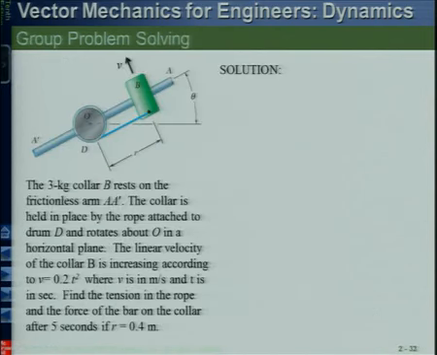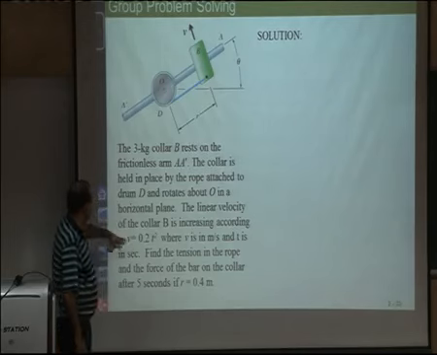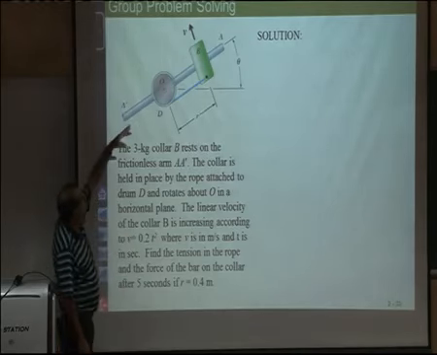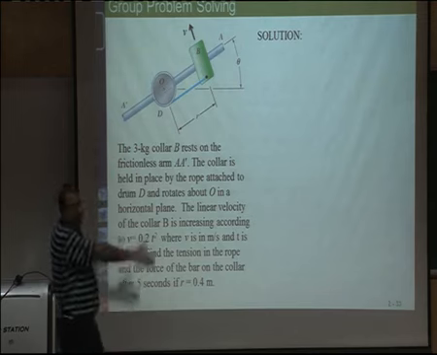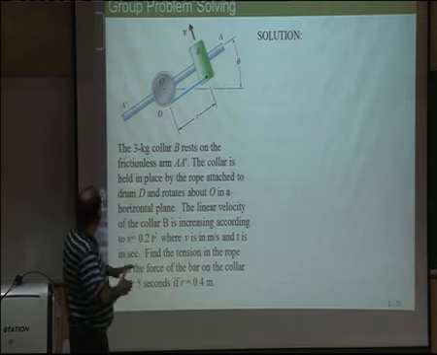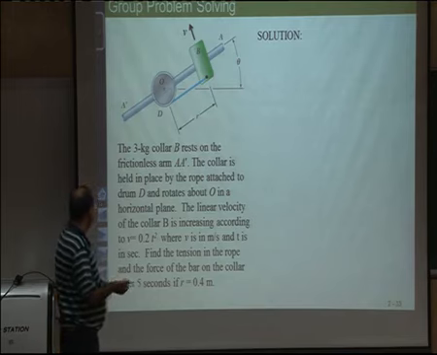Now this is one of the problems where we could use cylindrical coordinates. Here what is given is a 3 kg collar rests on a frictionless arm. The collar is held in place by the rope attached to the drum D and rotates about O in a horizontal plane. So this is all in a horizontal plane. It is in an XY plane. The linear velocity of the collar B is increasing according to the rate 0.2 t square. So this is the velocity which is in this direction. It is increasing as per this rate. And find the tension in the rope and the force of the bar on the collar.